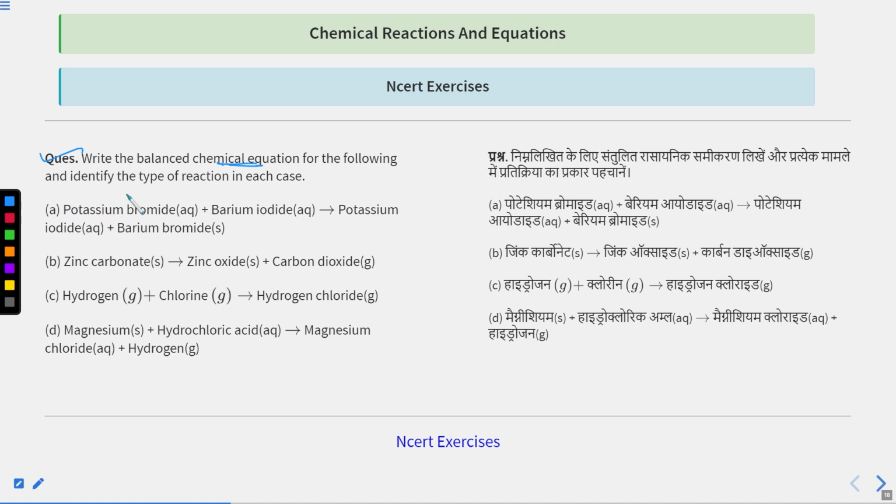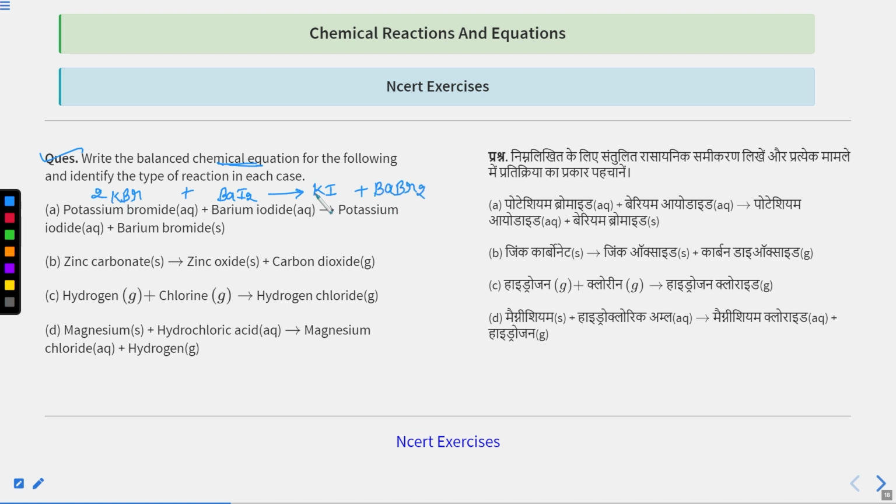This is the word form. Let's write it in symbolic form first. So KBr, potassium bromide, aqueous, plus barium iodide. Barium iodide is BaI2. KBr plus BaI2 gives potassium iodide, which is KI, plus barium bromide, which is BaBr2.